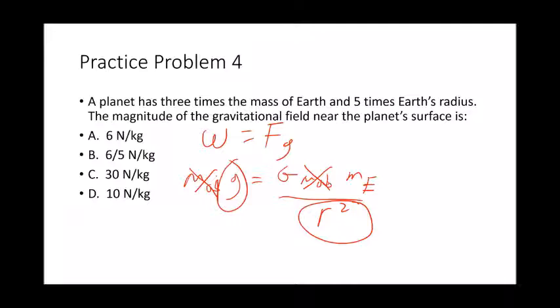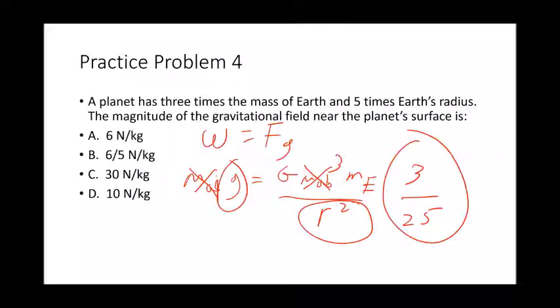And what we can see is if we plug the radius in, this new planet is 5 times Earth's radius, so we square that. And so they're going to have 25 here on the bottom, 5 squared. The mass of the new planet is 3 times that of Earth, so this is going to be 3 times me. So essentially that's telling us that the new planet's gravitational field is going to be 3/25 of Earth's.